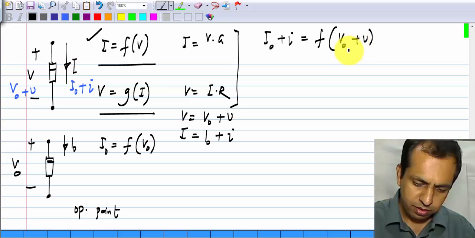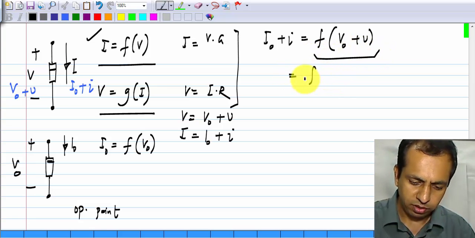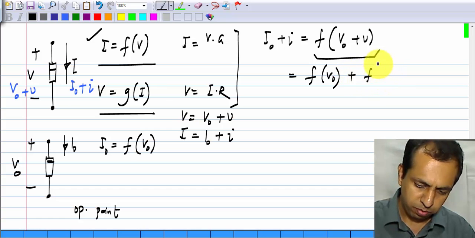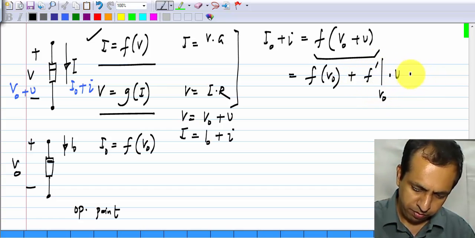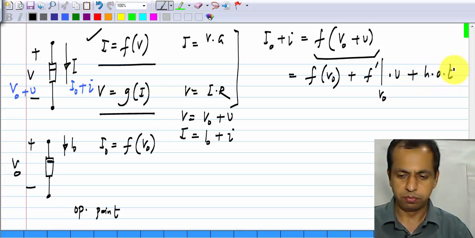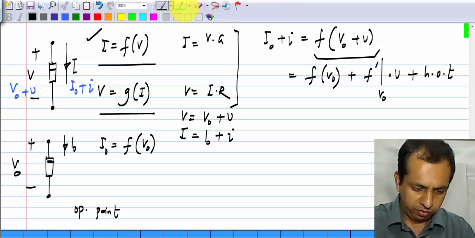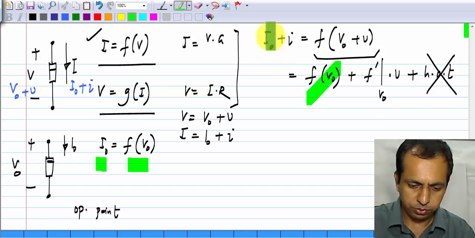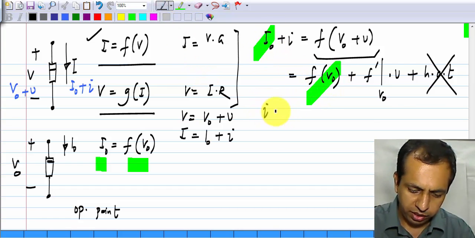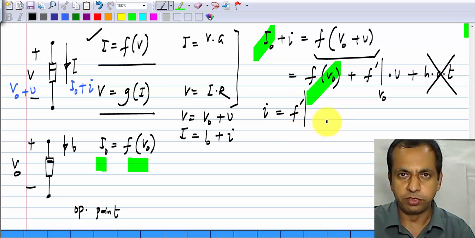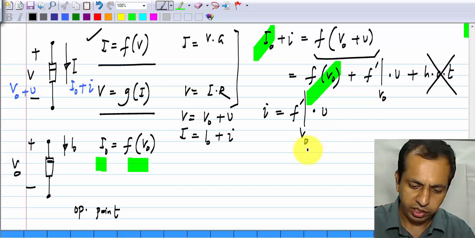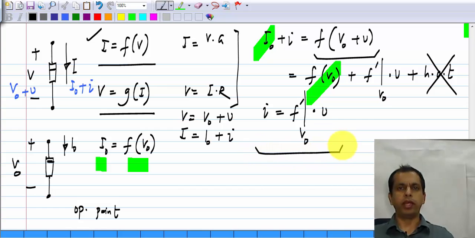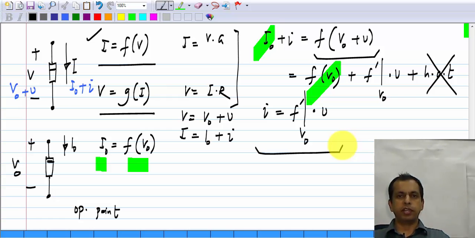Okay. Now, I expand this in a Taylor series about the operating point. So, I get f of V naught plus f prime calculated at V naught times V plus higher order terms. Again, if this deviation V, the increment V, is small enough, I can neglect all the higher order terms, and also I already know that I naught is f of V naught. So, this goes with that. So, the incremental current I is nothing but the derivative of the characteristic at the operating point times the incremental voltage V. Okay. So, as far as the increments are concerned, the current is proportional to voltage, which means that it behaves like a resistor.